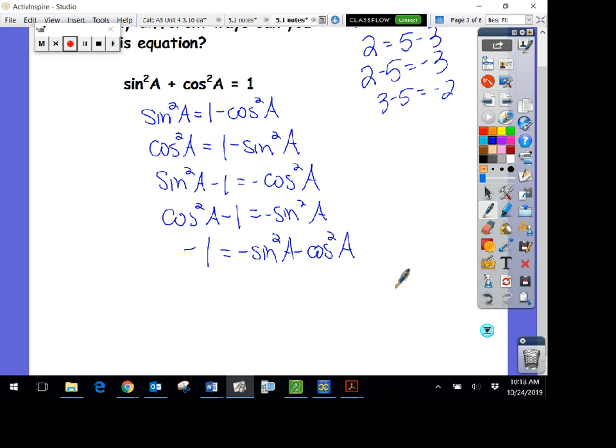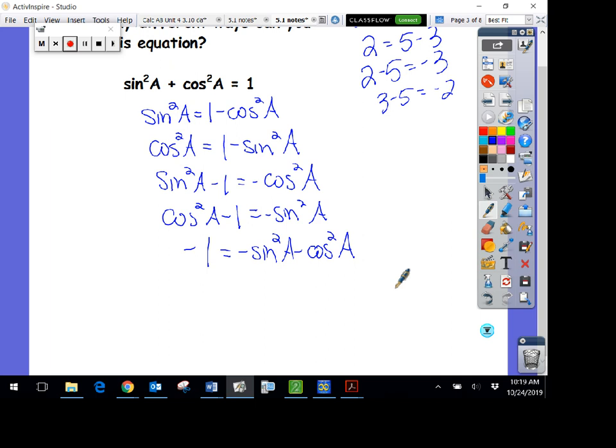You memorize sine squared A plus cosine squared A equals 1, and then if you have any combination of a sine squared, a cosine squared, and/or a 1, move it around and see what it equals. Like if I have this right here, okay, well, if I bring this over, I get that. Now I can change my sine squared A into 1 minus cosine squared A, or whatever it is.